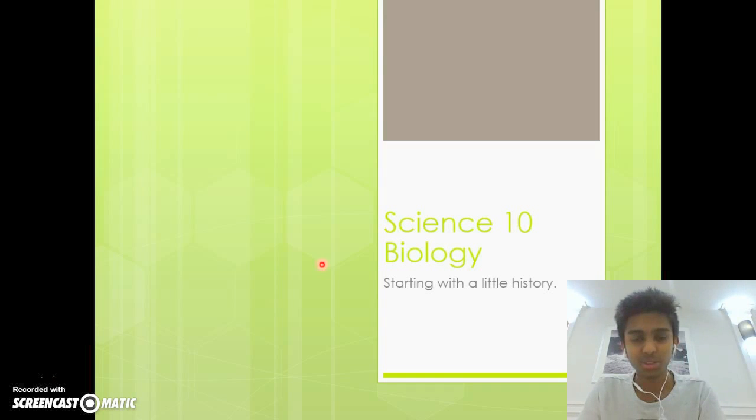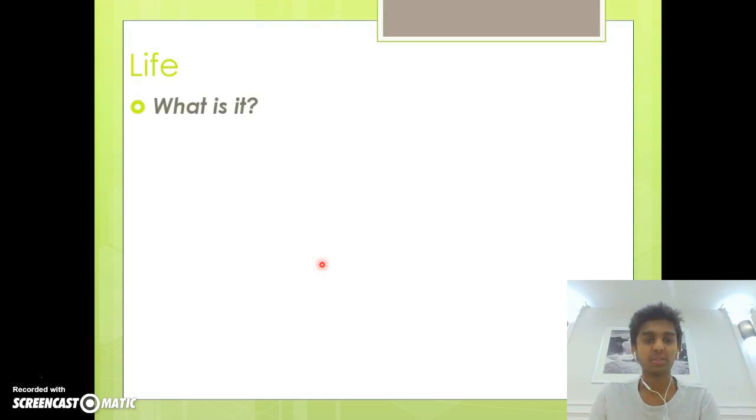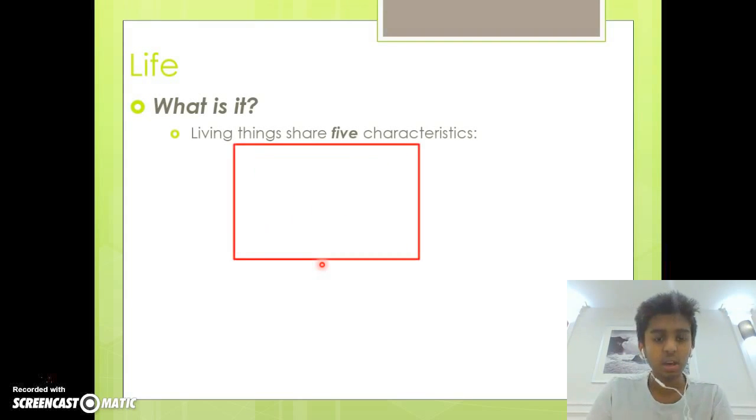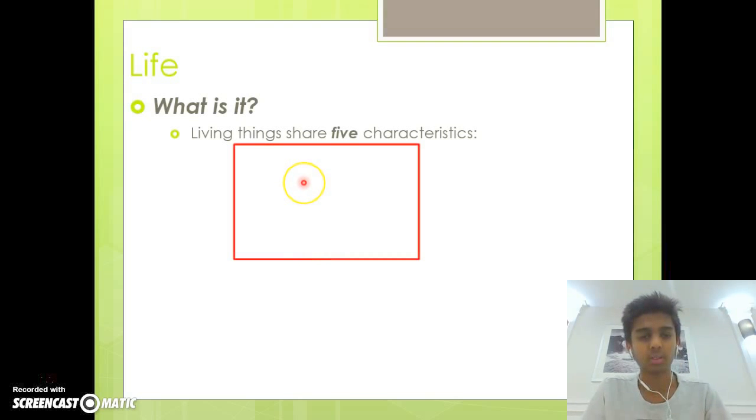Okay, the first one we're going to be talking about is the history of life. So what is life? And the answer is not "ball." That's what I think every single time. Living things all share 5 characteristics. They all require energy to grow. That's important. All living things require energy.